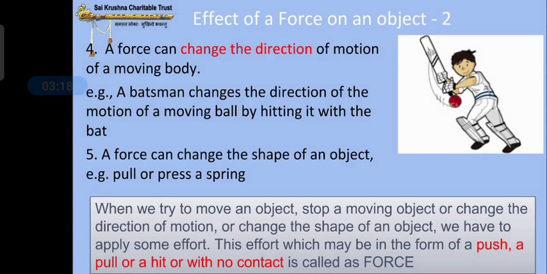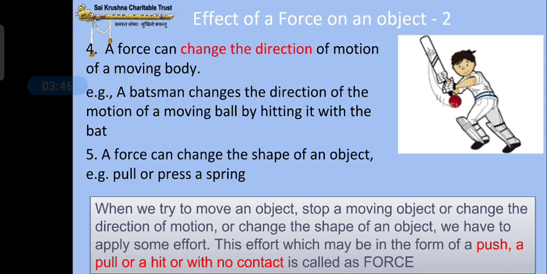The 4th effect is a force can change the direction of motion of a moving body. As you can see in the picture, a batsman changes the direction of motion of a moving ball by hitting it with the bat. Other than push and pull, hit also comes into the picture. So a force can change the direction.